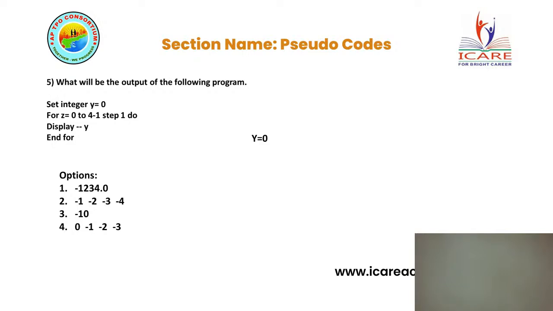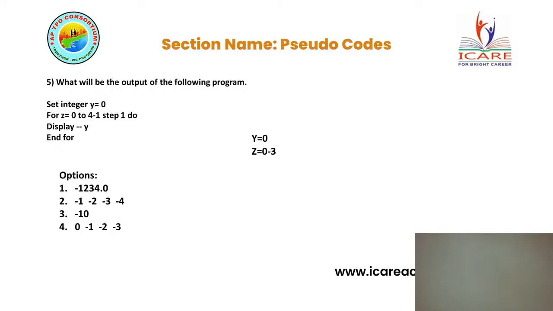So here we have to carefully look into it. For z equal to 0, z equal to 0 is an initialization, and 0 to 4 minus 1. So 4 minus 1 is 3. So 0 to 3 we are running this program. So it is the condition 0 to 3. The z value must lie between 0 and 3. And the step 1 do.